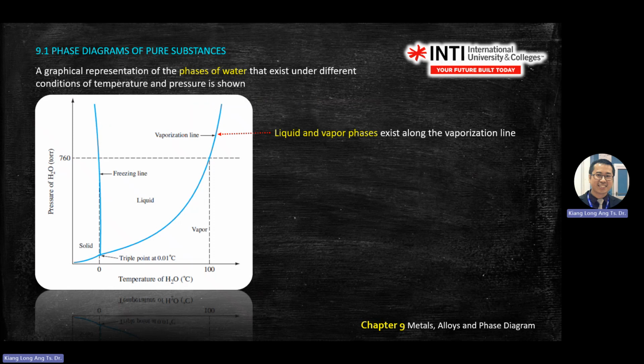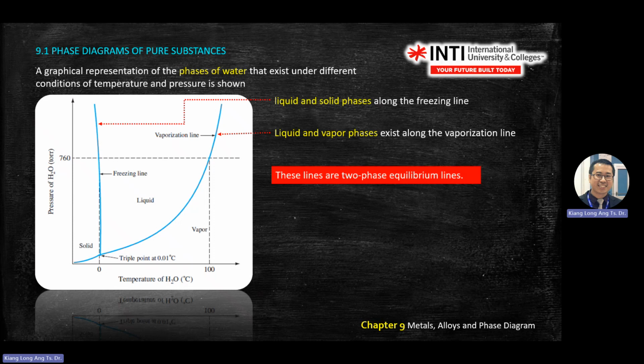For example, this line on the right is called the vaporization line. This line has two sides, touching liquid and vapor. So this line is called the liquid vapor line or vaporization line. Then this line is solid and liquid. This line here is the solid and liquid line. So you look at your neighbors, left and right, then you give it a name.